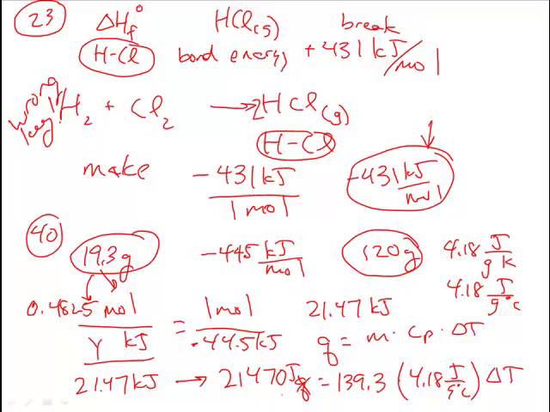Now you just need to solve for the delta T. So you take the heat divided by 139.3 and then divided by 4.18. The change in temperature for this particular problem, sorry, running out of room, should be a 36.87 degree Celsius change.